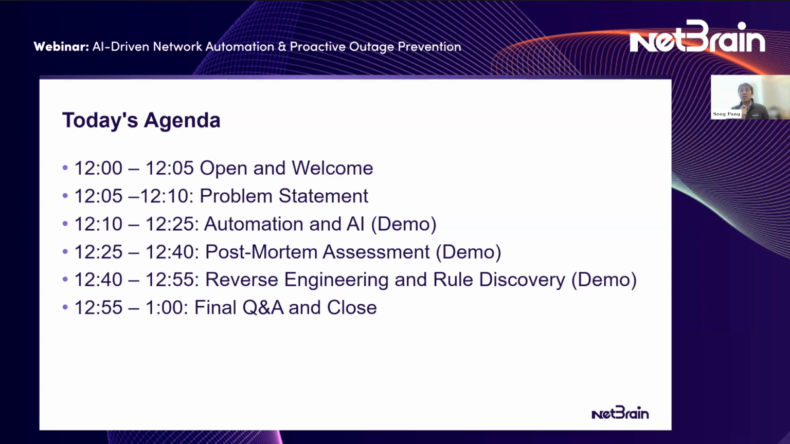In the third portion, we're going to talk a little about reverse engineering and what we call rule discovery, which is how we can potentially automate the creation of lots of automations and intents to power the rest of the platform's intelligence. Finally, we're going to have some questions at the end. And without further ado, let's get into it.